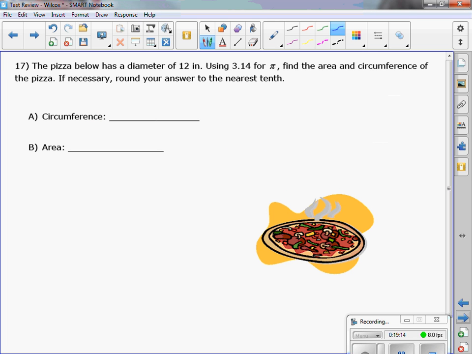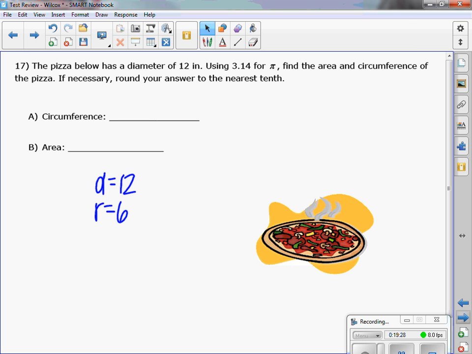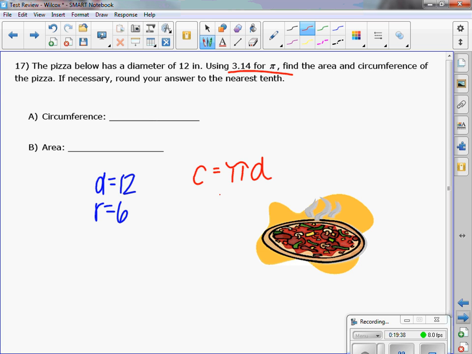Last question. The pizza below has a diameter of 12 inches. Using 3.14 for pi, find the circumference and area. So I know I have a diameter of 12, which means my radius is half of that, which would be 6. Let's go ahead and find circumference first. Circumference, I have 2 formulas. I'm just going to choose to use pi d. They do want us to use 3.14 here.